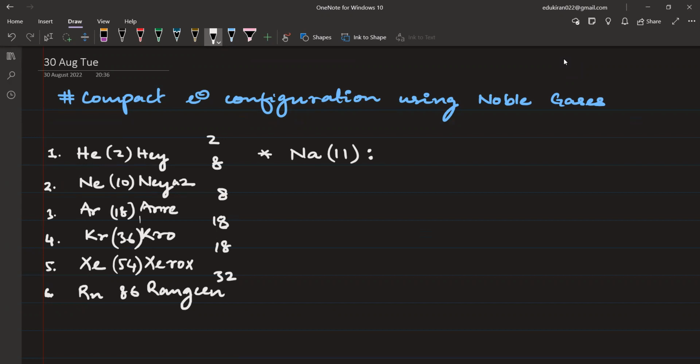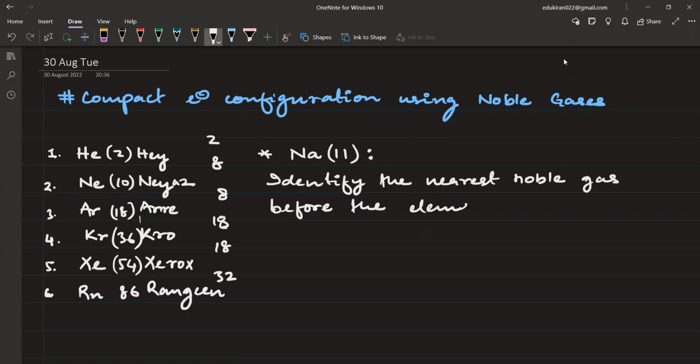So first step is that we will identify the nearest noble gas before the element. Looking at the atomic number, please write in chat which is the noble gas that is nearest to this, but before. Look at the noble gas, look at its atomic number and tell me. Yes, very good, Fatima. Very good, Devangi. Iram correct. Fahad correct. Aisha, waiting for you.